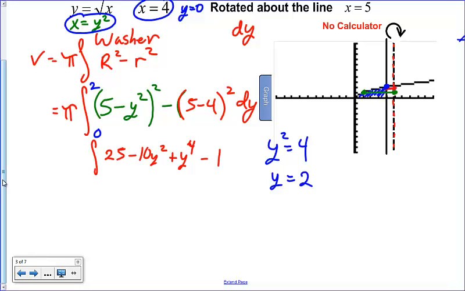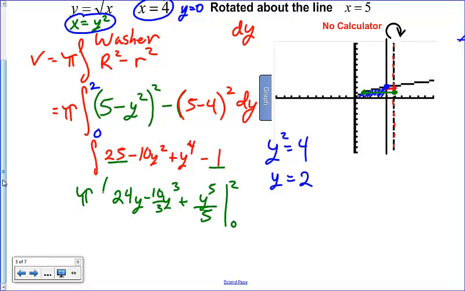Still got to integrate this. So I've got 25 and negative 1 give me 24. Integrate that, you get 24y. And then I'm going to have minus y cubed. I got to divide by that 3, so 10/3. Plus y to the 5th, and I have to divide by 5. I already took care of that one. So I'm going to evaluate that from 0 to 2. And don't forget we have a pi out front. A lot of people forget the pi.